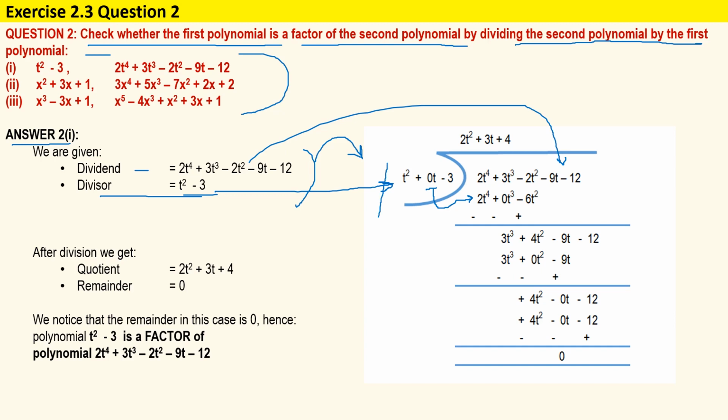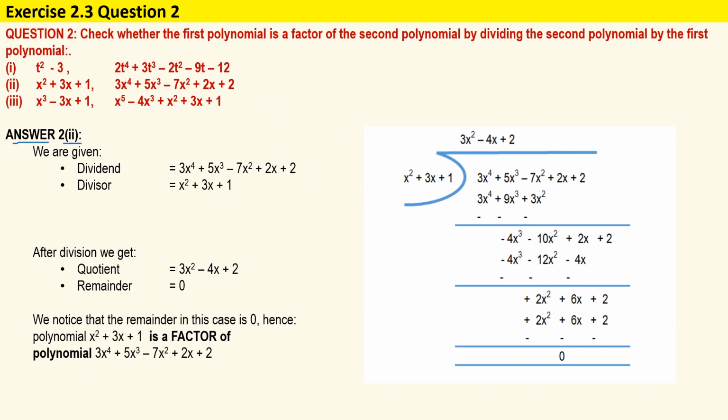So we carry out the entire steps, the entire division is carried out here, and we get the quotient equal to 2t square plus 3t plus 4, and the remainder is 0. Since the remainder in this case is 0, we can say that the polynomial t square minus 3 is a factor of the polynomial 2t raised to power 4 plus 3t cube minus 2t square minus 9t minus 12.